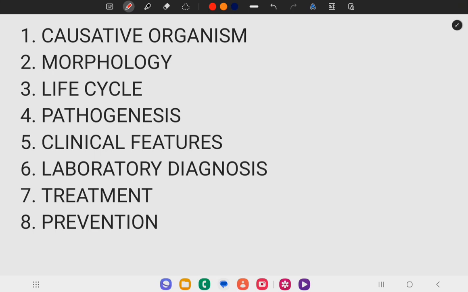I will be discussing Ascariasis under the following headings. First, I will discuss the causative organism, followed by morphology, life cycle, pathogenesis, clinical features, laboratory diagnosis, treatment, and finally the prevention. Let's begin with the causative organism and morphology of the causative organism.